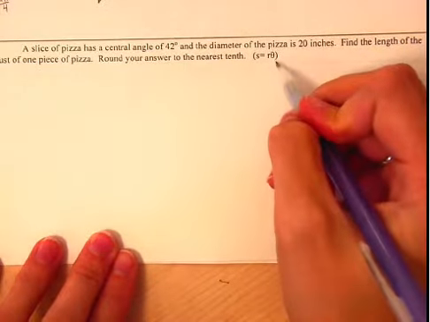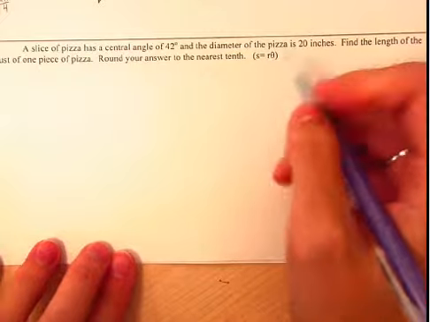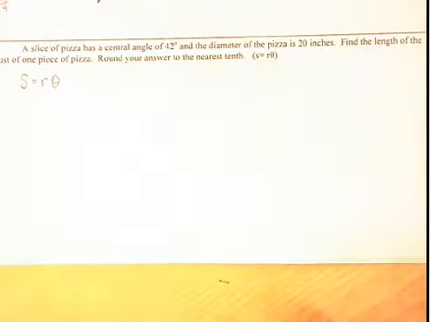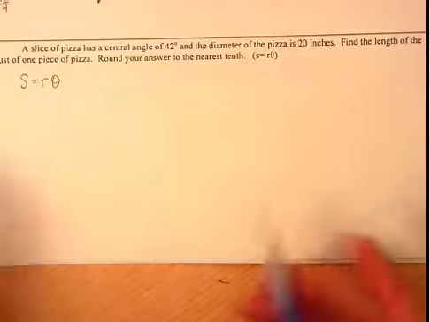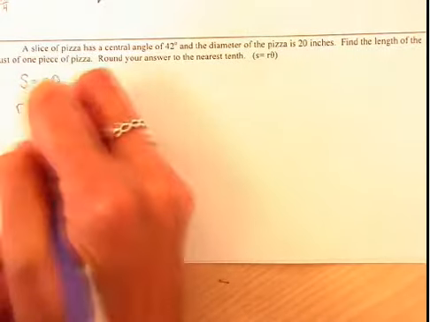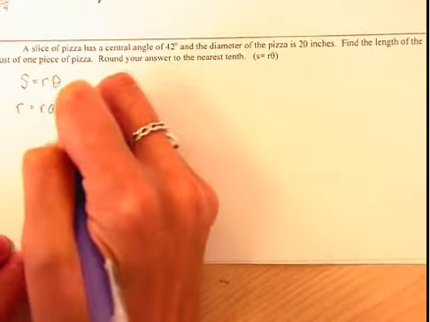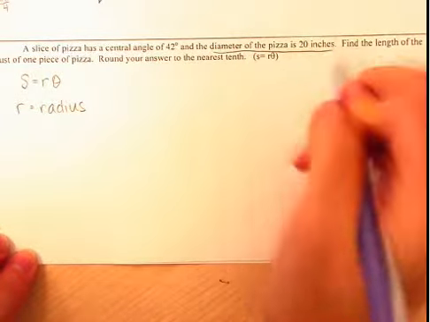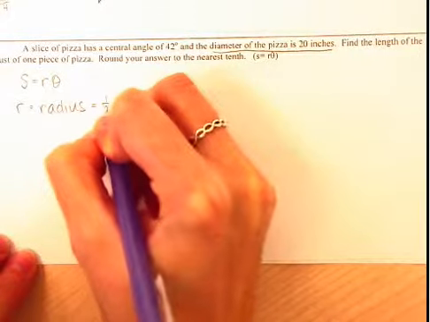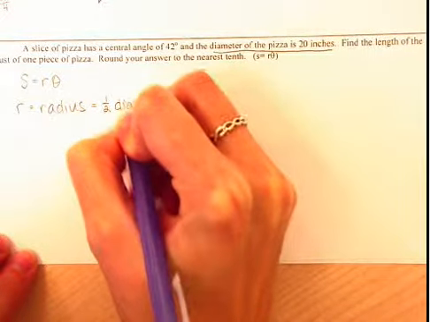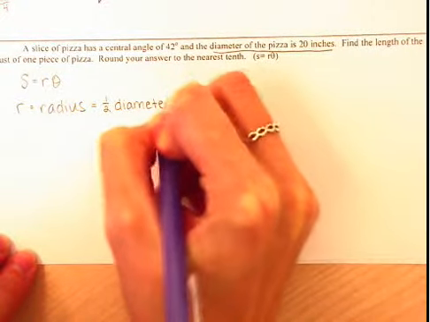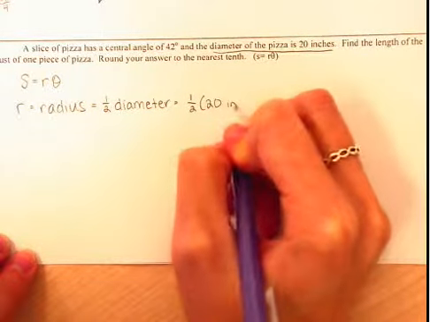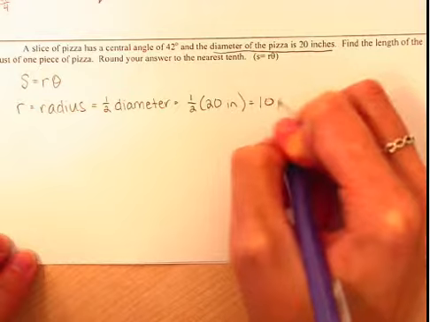And it gives us the formula that we need to use. S equals R theta. As we saw in the first video, I know that R is my radius. And since they give me the pizza in terms of diameter, I know that the radius is half the diameter. So half of 20 inches is 10 inches, my radius.